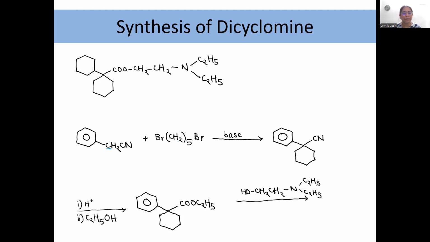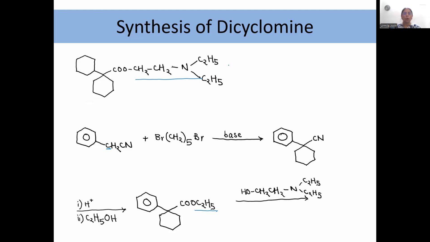So this structure, when it is treated with 1,5-dibromopentane in presence of a base, forms this cyanide. Okay, this cyanide, when it is treated with acid, first gets converted to COOH, and then when refluxed with C2H5OH, it gets converted to an ester. Now look at this and look at the final desired structure. You will realize that it is a different ester. This ester is different and this ester is different, but it is ester only.